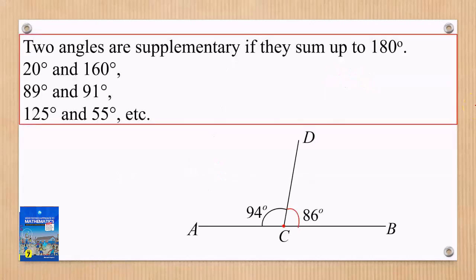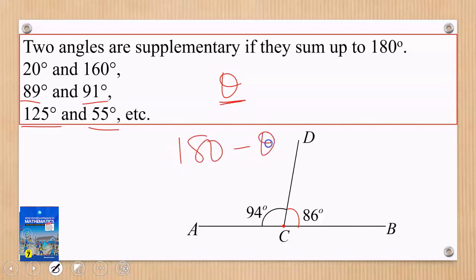All right, so that is if I have 20 degrees and 160 degrees, I will say they sum up to 180, so they are supplementary. 89 and 91 will add up to 180, so they are supplementary. 125, 55, they add up to 180, so they are supplementary. So this is what we call supplementary angles. And again, if I have an angle called theta, and you ask me what is the supplementary angle of theta, then I'm going to have 180 minus theta.